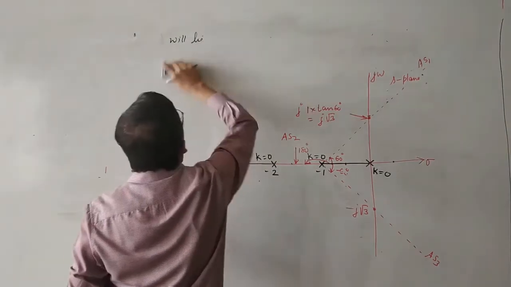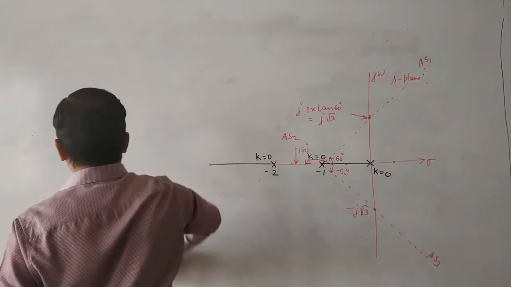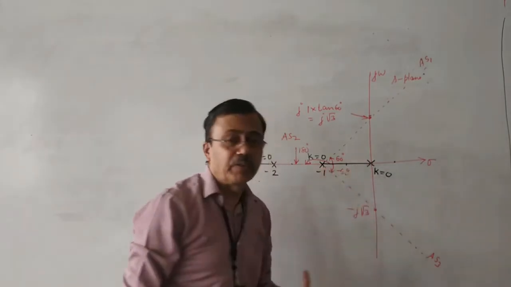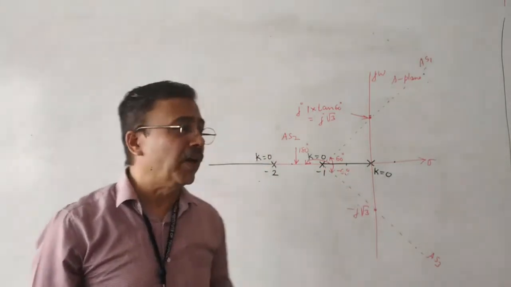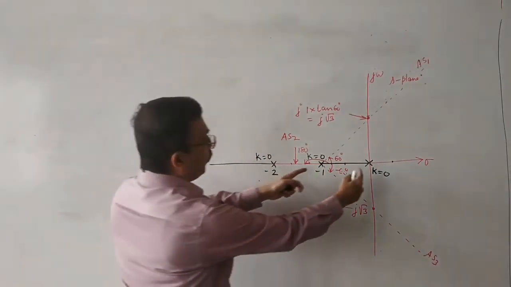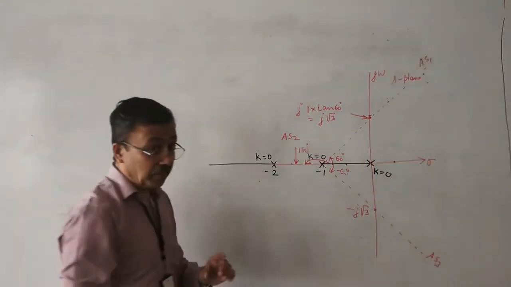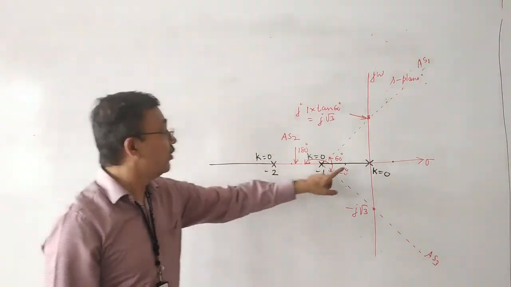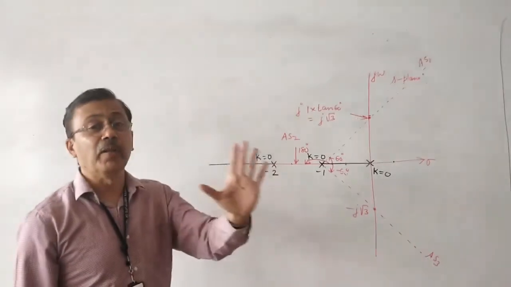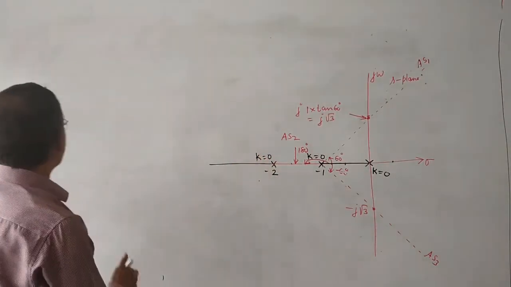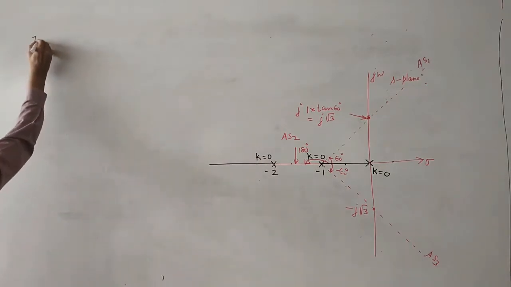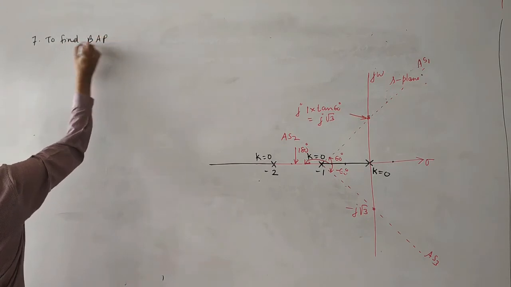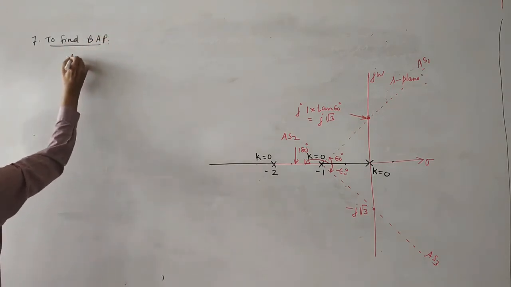Next is real axis. Between two poles on the real axis, if there is root locus, breakaway point will surely come. So we can expect a breakaway point here. I again repeat, between two poles on the real axis, if there is a root locus, definitely breakaway point will come. The next step is to find breakaway points. BAP is the abbreviation for breakaway point.